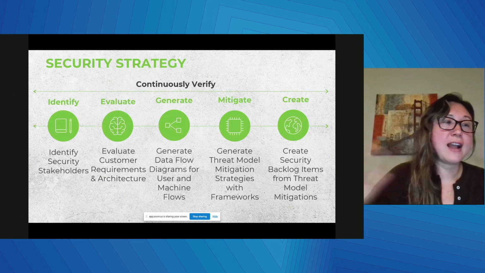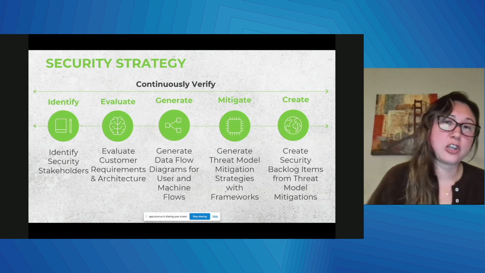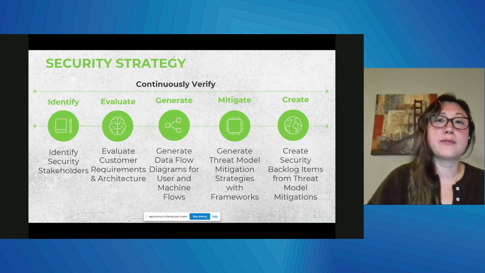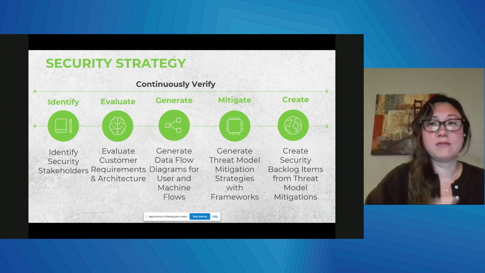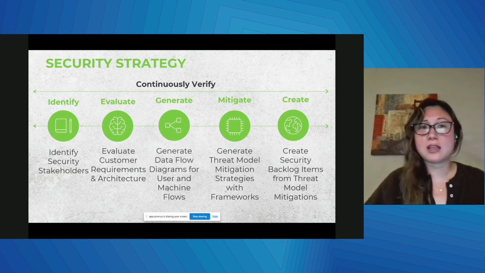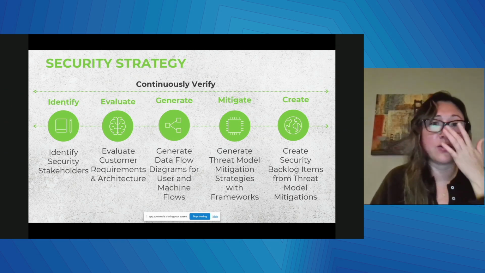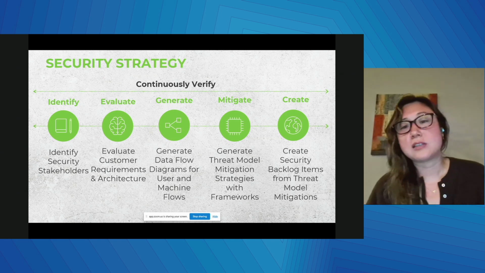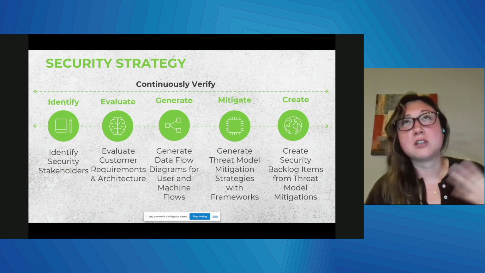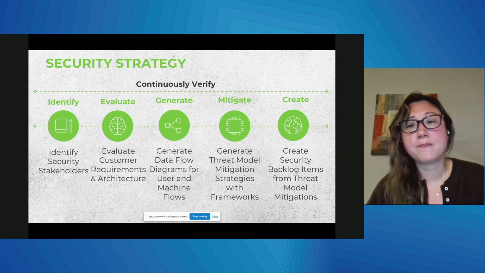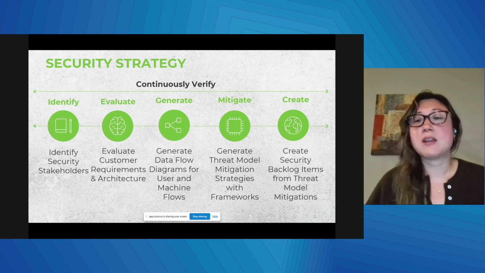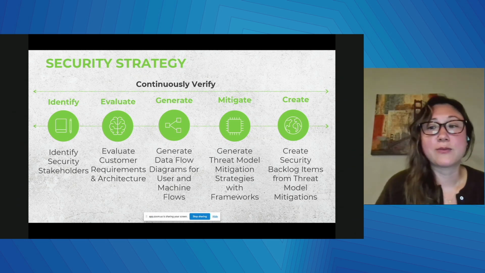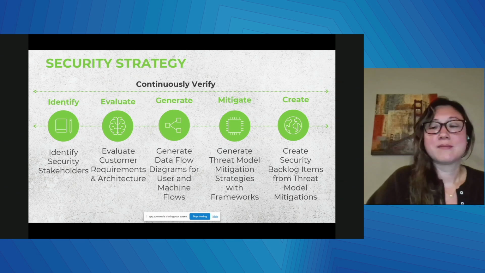All right, so at a high level, this was also the security strategy that we just briefly talked about. In terms of threat modeling, we like to go back and map it all out. So going in there, identifying some of those key security stakeholders, evaluating some of those requirements and that architecture, generating those data flow diagrams for any kind of user and machine flows that are going in and out of our system, generating some of those mitigation strategies with the frameworks that we've discussed, and creating some of those security backlog items from some threat model mitigations.